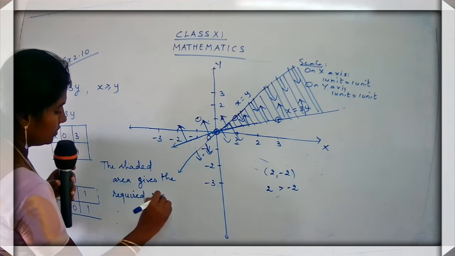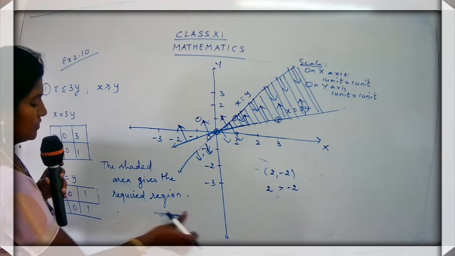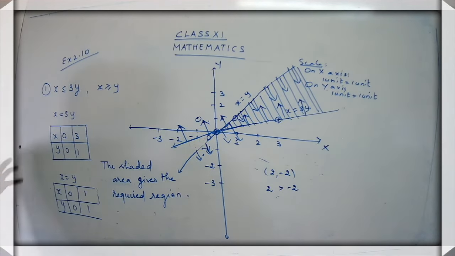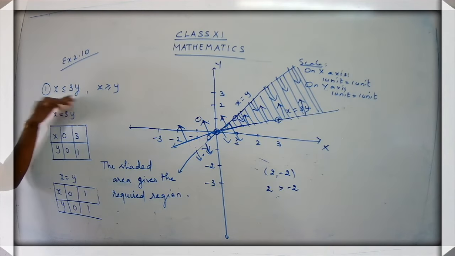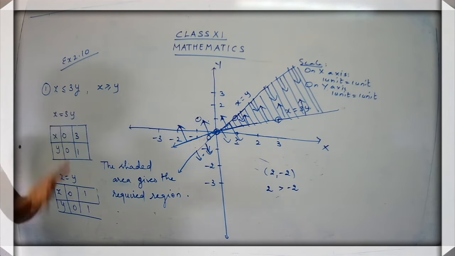Okay, children? So this is the graph for the first one. I hope you're clear. You would have got an idea how to do. Okay, so what are you going to do? First of all, you have been given a question. What is the question given to you? X is less than or equal to 3y. X is greater than or equal to y.